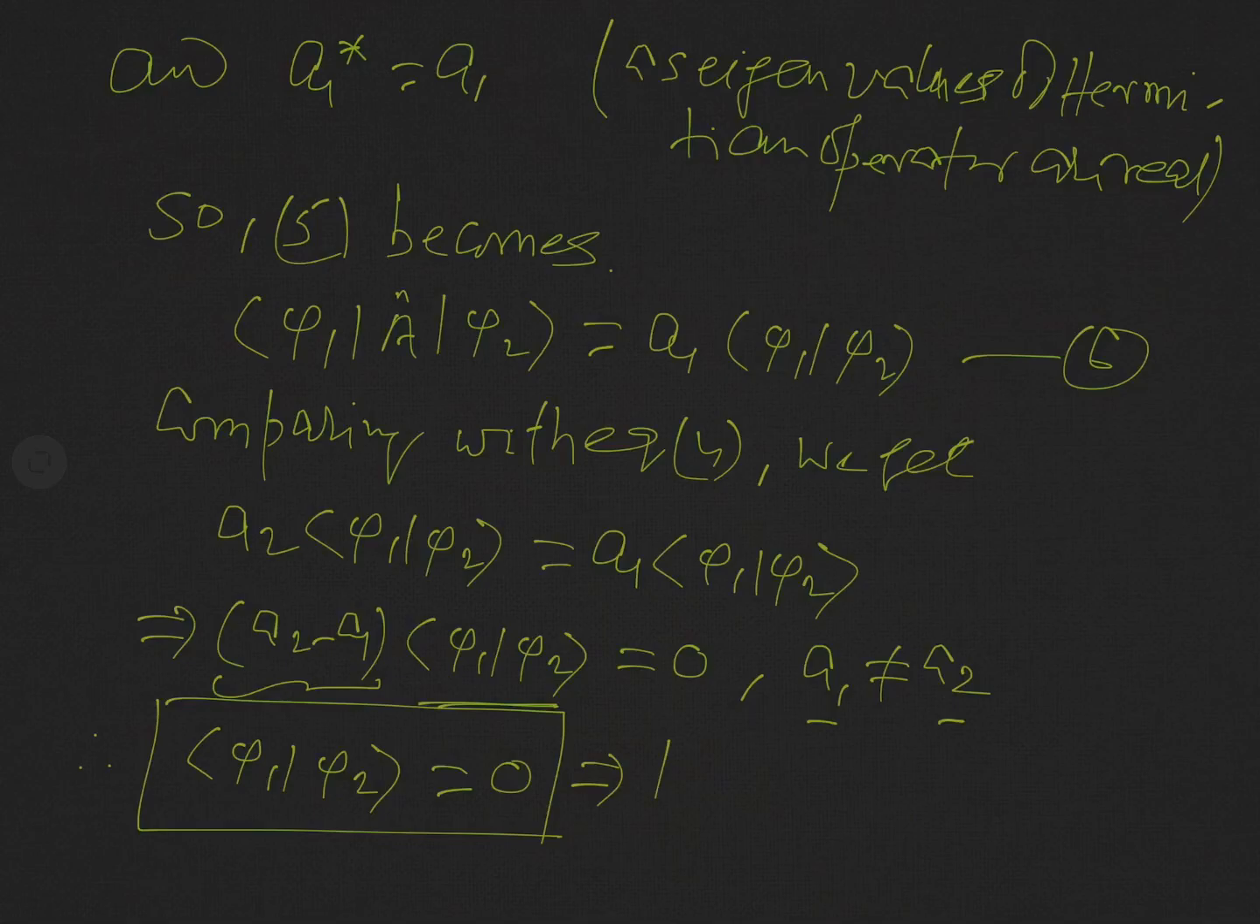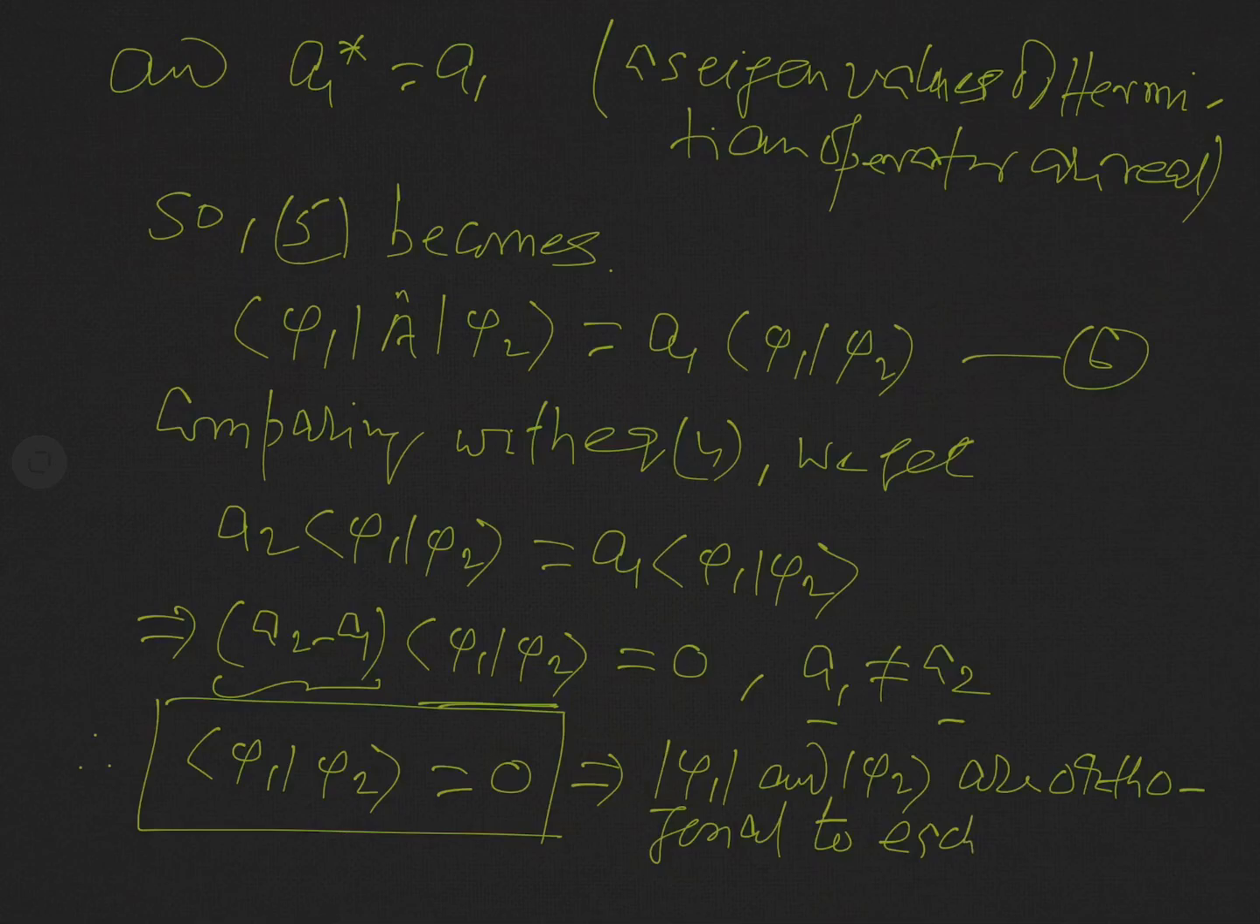So this result implies that ket phi 1 and ket phi 2 are orthogonal to each other. So this very important property is also proved. So this is all for today. In the next lecture we will discuss some other properties of Hermitian operators and some of the important problems based on it.